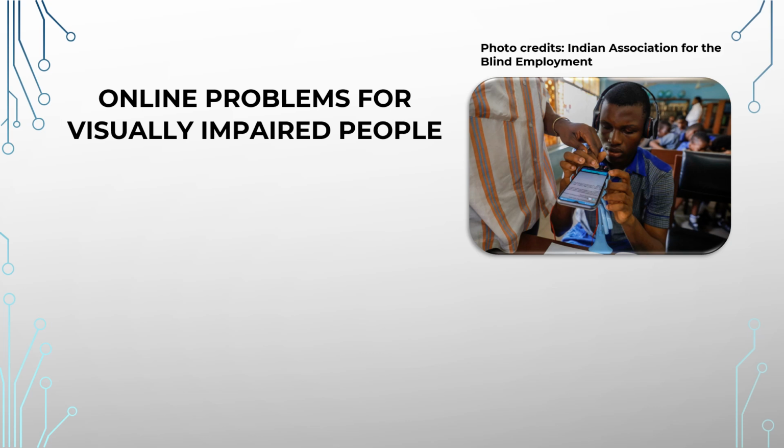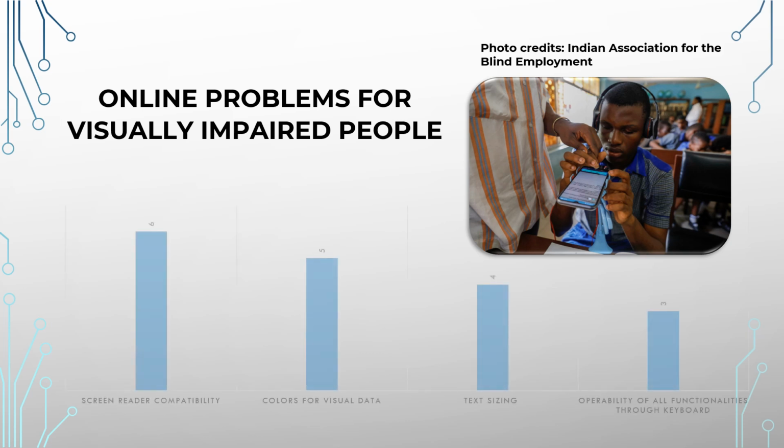A study showed that while navigating different websites, visually impaired people mainly struggle with different online features, such as screen reader compatibility, colors used for visual data, text sizing, and operability of all functionalities through a special keyboard.